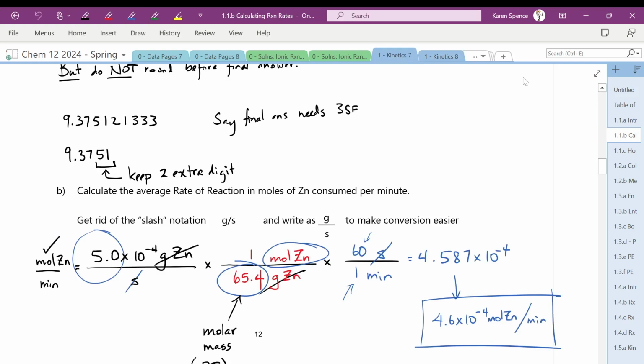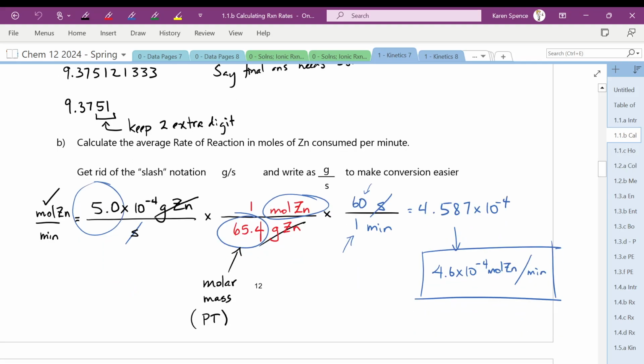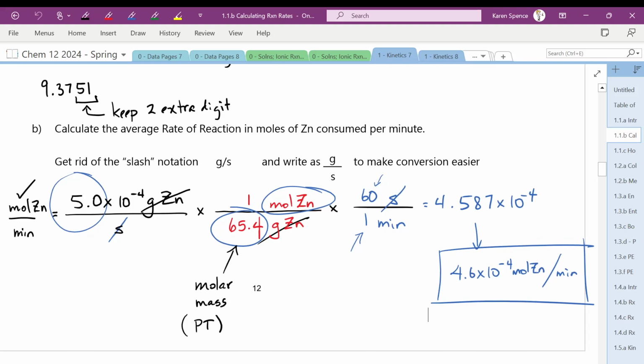So like from teacher to teacher, they don't change. Did you get 4.6 times 10 to the negative 4 moles of zinc per minute? Yes, I know. Got there. And I forgot my negative sign, so yes, you should have a negative, but like I said, I'm not going to get too excited whether you have the negative or not, okay?